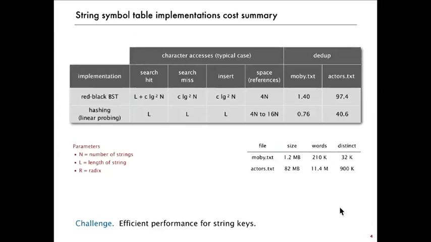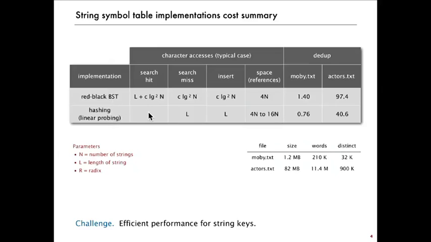This again is the summary of the running times for the case that the keys are strings, for red-black BSTs and for hashing. Let's take a look at those. So L is the length of the string and N is the number of strings, and then also the radix R is going to be a factor later on, but it isn't for these two.